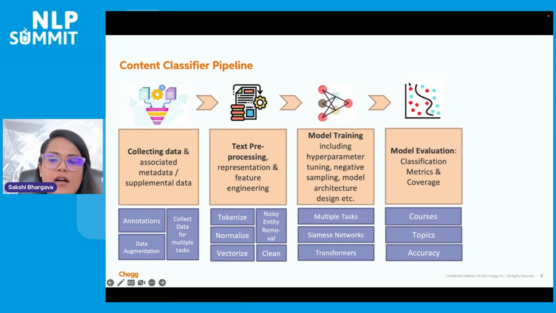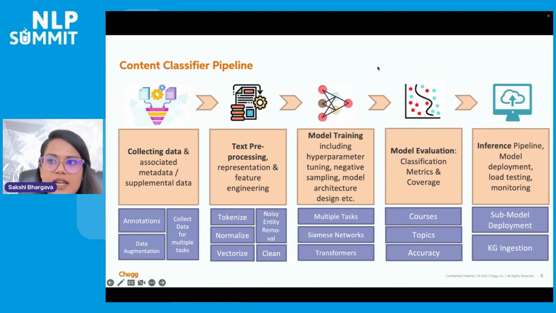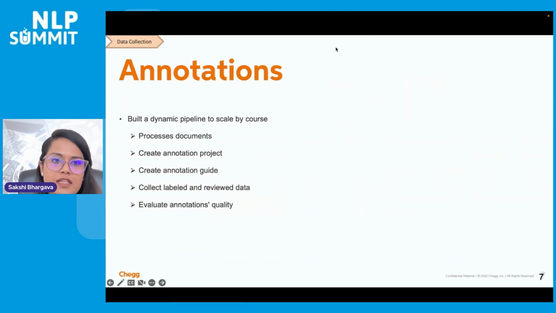Fourth is evaluating the model performance for the desired task on the metrics of our choosing. And lastly, deploying the model, so model serving, getting inferences from the models, storing them at a desired location, and retrieving that information. So let's proceed to the first step of the pipeline.